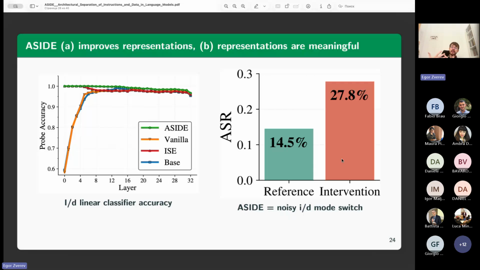And what we can see is that the attack success rate increases by approximately twice after this intervention. So what this means is that the ASIDE mechanism of rotating embeddings of instruction and data tokens basically serves as a very noisy knob in the model that allows it to switch between execution and non-execution modes. But of course, this knob is still not perfect.